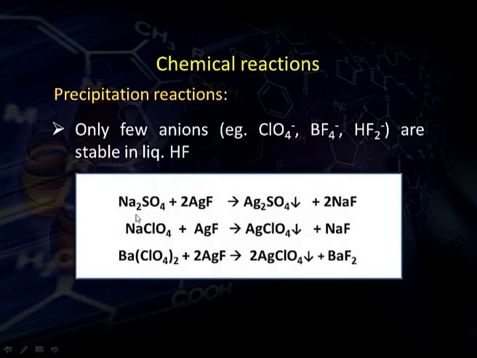So, we have sodium sulphate, it reacts with silver fluoride to form Ag2SO4 precipitate plus NaF. Next we have NaClO4, it reacts with AgF to form AgClO4 precipitate plus NaF. Next barium ClO4 whole twice plus 2AgF, it will form a precipitate of AgClO4 plus BaF2.